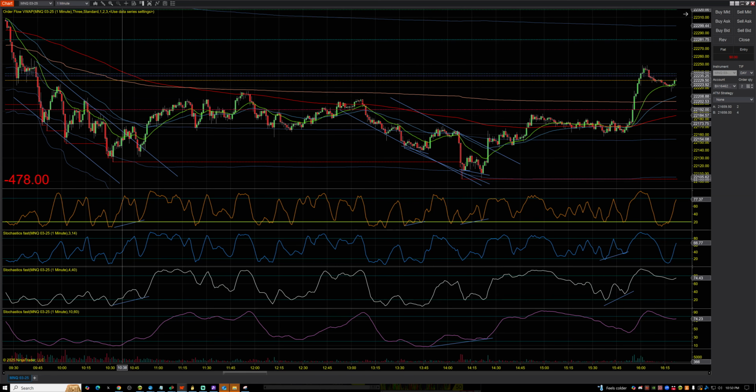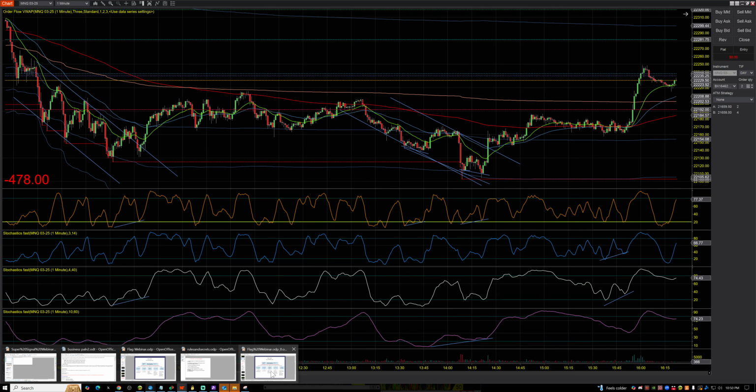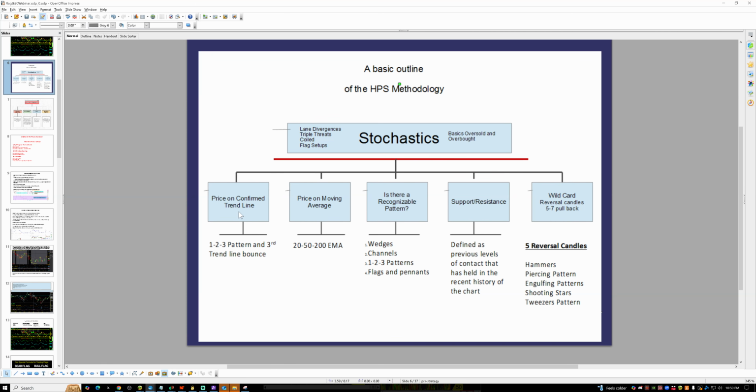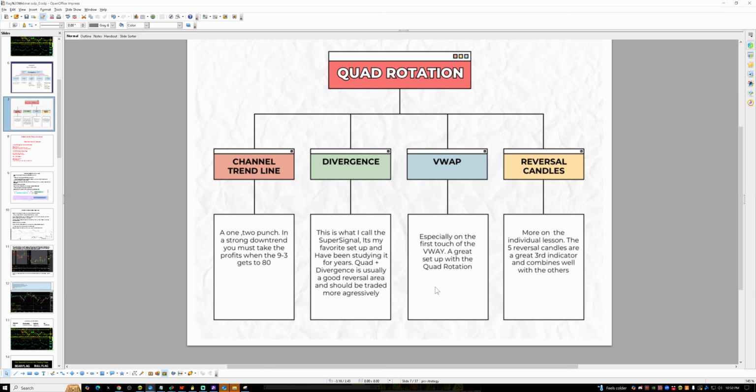You have a nice little, and what we're learning here is that these happen in channels. So the first important thing that we have to learn is how to identify channels. And that was priced on a confirmed trend line thing. So I've actually updated this, and I said, let's go to this now.